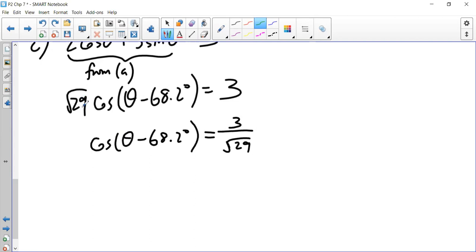But you don't want to mess up basics like this. Even small basics do matter in maths, so have your basics correct. So divide by root 29.